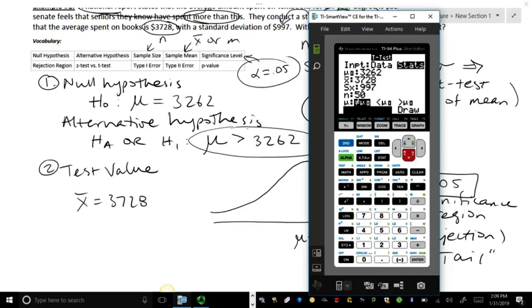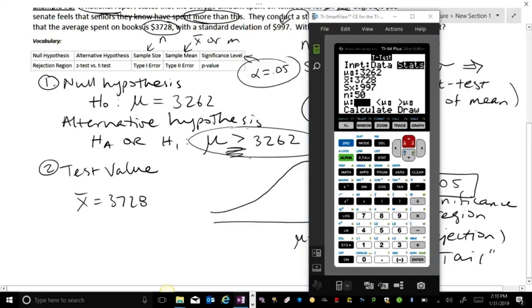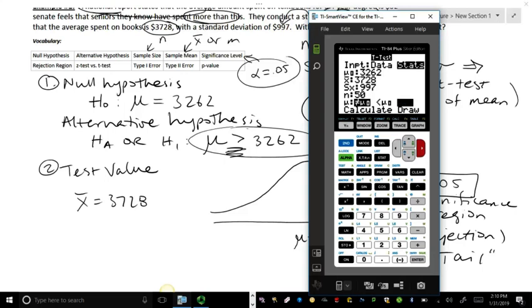And this next one, let me arrow back up here, where it says mu, this is our alternative hypothesis. My alternative hypothesis has a greater than symbol. So I'm hypothesizing that the mean is actually greater than that 3262. I'm going to hit enter to select that one, and I'm ready to go ahead and calculate this one.